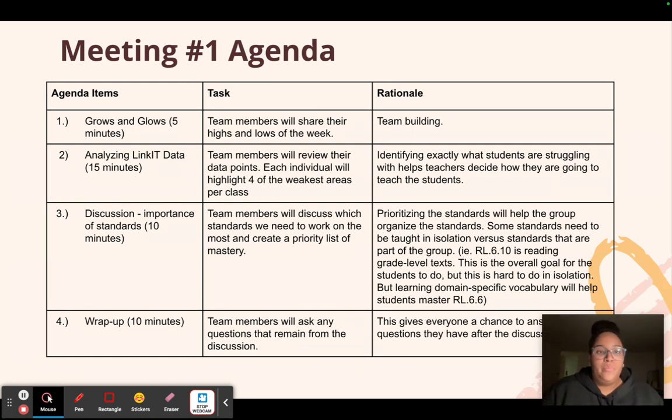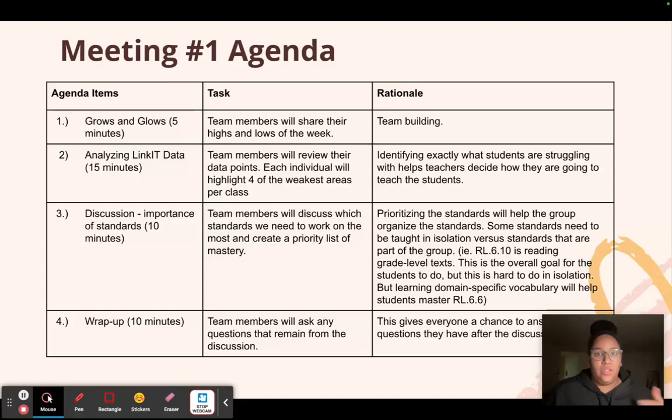The next 15 minutes of this meeting will be analyzing the Linkit data. And I have an example of what that data actually looks like on the next slide. So basically, the team members are going to review their data points, and each individual will highlight four of the weakest areas per class. The data is broken down, it gives you a list per class that you teach.